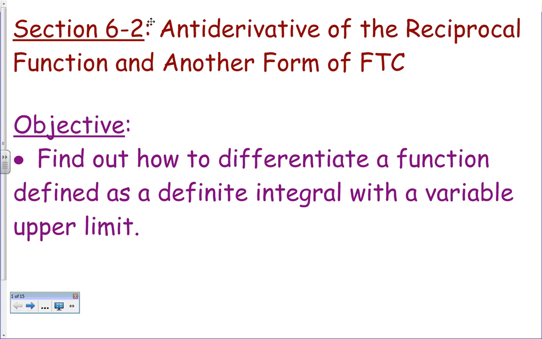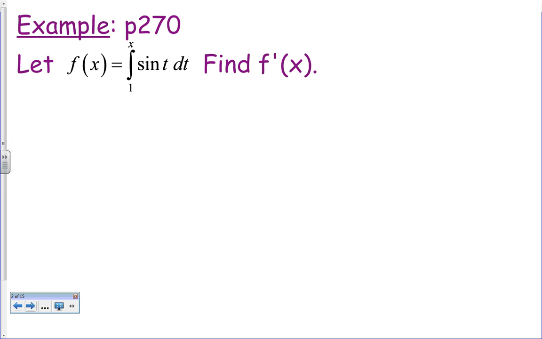So we're talking about a definite integral from a to b of some function, where the b part of that is some variable. Let's take a look at an example to start off with. Here's an example of a function defined as a definite integral. F of x is equal to the definite integral from 1 to x of sine of t dt. And it says to find f prime of x.